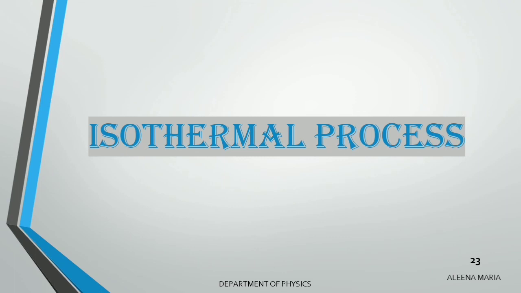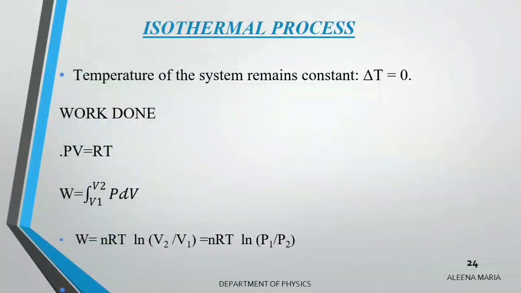Now, I'm going to discuss isothermal process, a very familiar but important process. What is actually an isothermal process? It is a thermodynamic process that takes place at constant temperature. Whatever happens, temperature remains constant. So, in other words, we can say that there is no change in temperature, or delta T is equal to 0. You can see a lot of examples regarding this isothermal process.